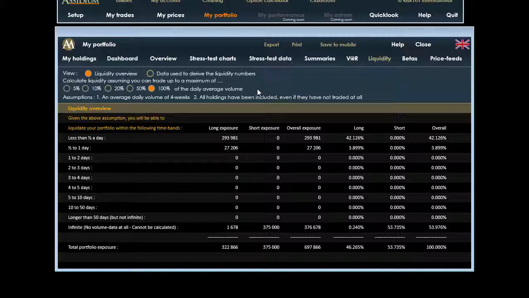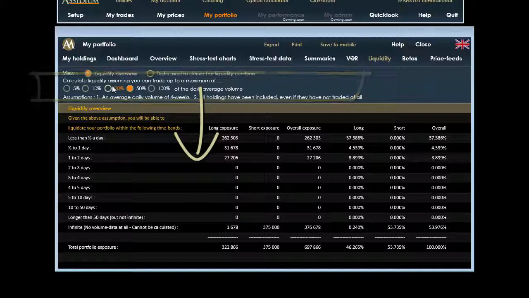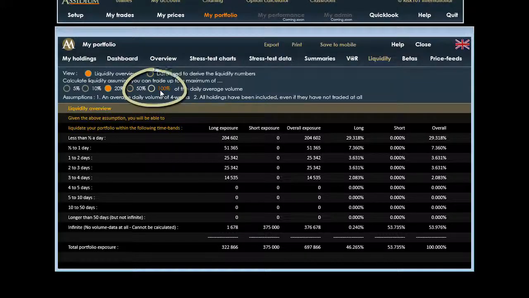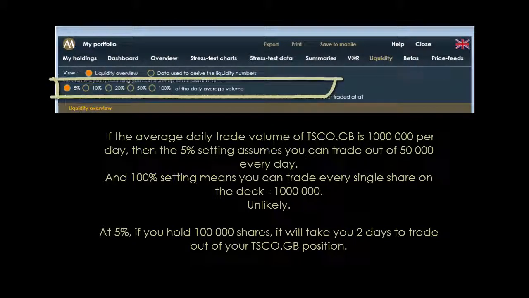the underlying holding. These buttons allow you to change your assumptions about how much of the daily traded volumes of each share you believe that you or your broker can participate in. This obviously has a direct effect on the number of days or hours it will take to close your position. If the average daily trade volume of Tesco is 1 million shares per day, then these buttons allow you to calculate liquidity, assuming that you will be able to trade anything from 50,000 to 1 million of those shares yourself.